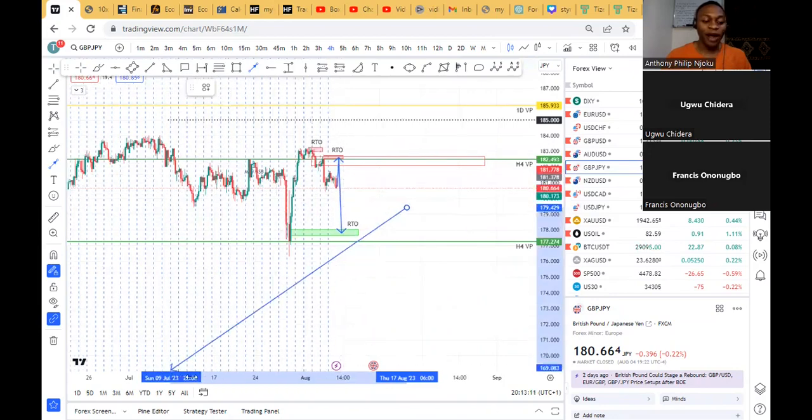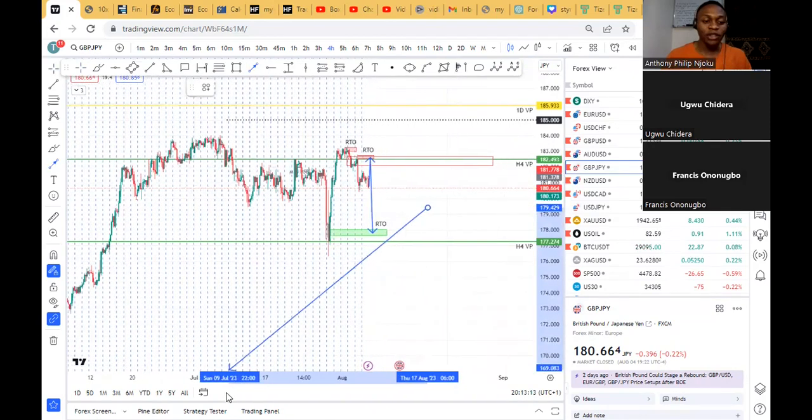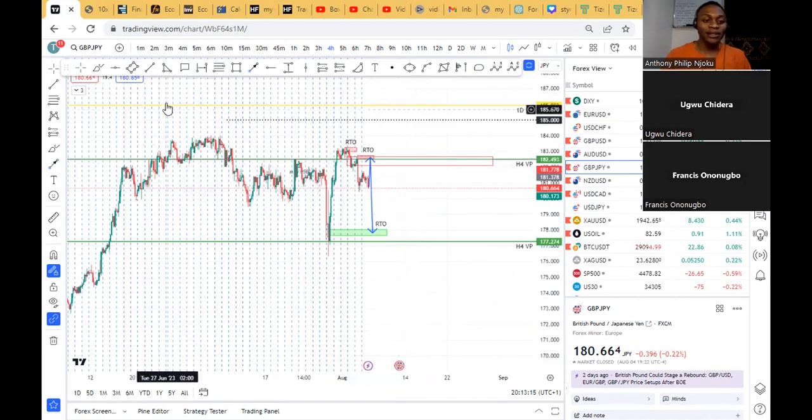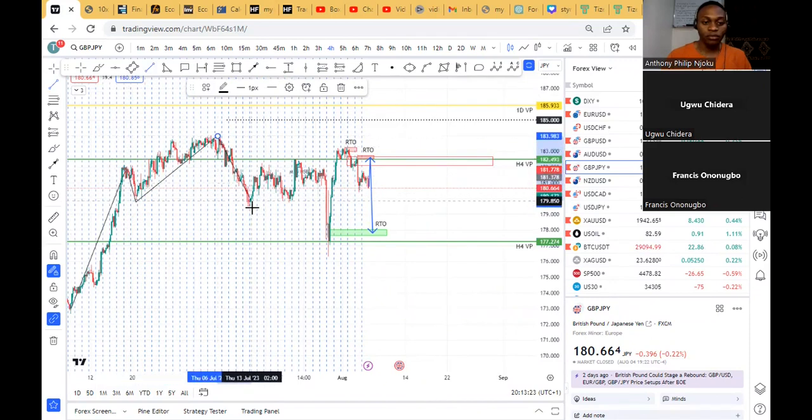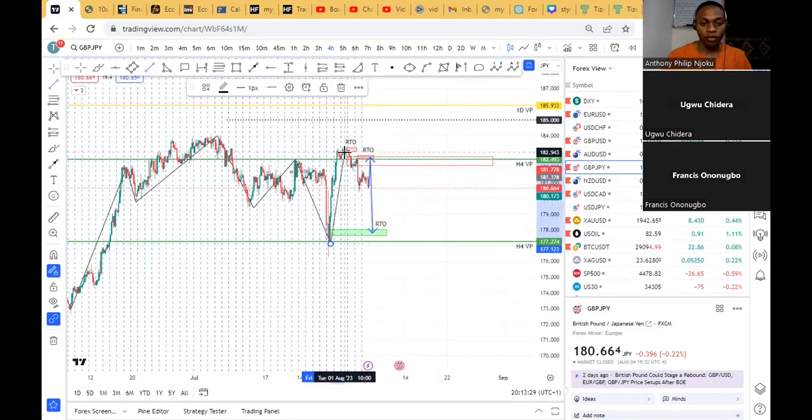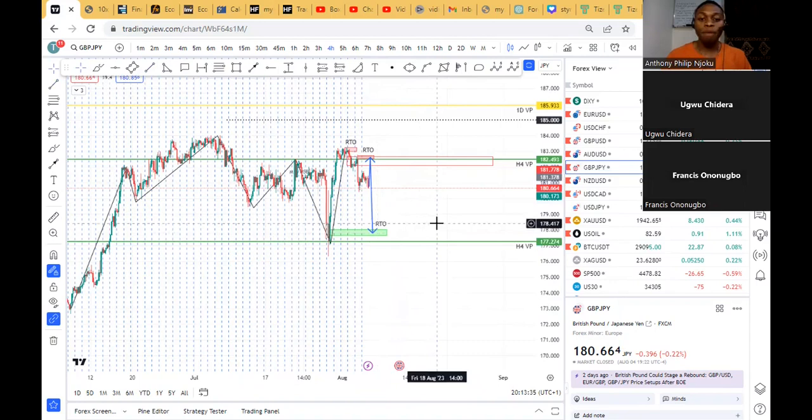Price is fractal. This structure is quite different. This structure moves like this. You need to know that price is fractal. So from here now, we're expecting more push to the downside. I'm expecting more push to the downside for GBP-JPY. That's what I'm expecting, a push to the downside.